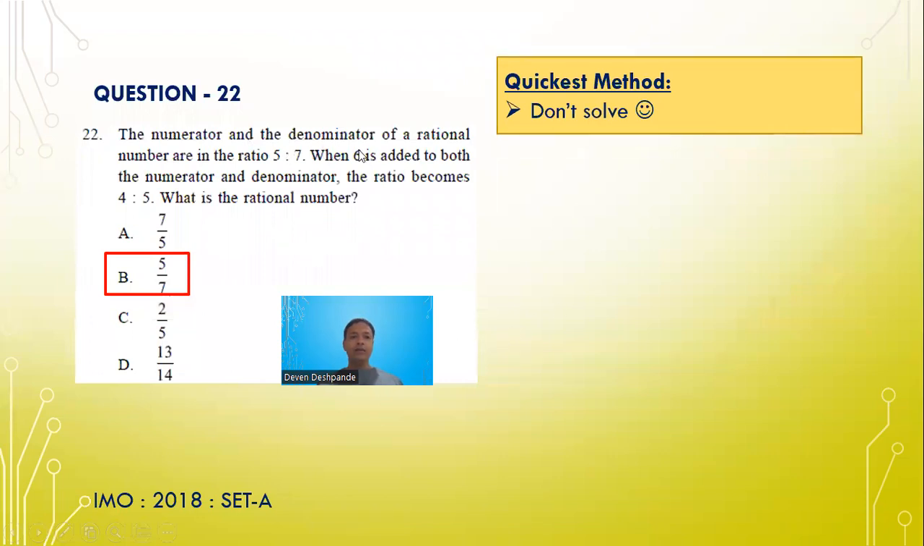Okay. Next one, question 22. The numerator and the denominator of a rational number are in the ratio 5:7. When 6 is added to both the numerator and denominator, the ratio becomes 4:5. What is the rational number? Again, questions like this, don't solve, okay? Because it is already given that the numerator and denominator of the rational number are in the ratio 5:7. So 5:7 is 5 upon 7. So the rational number is 5 upon 7. You don't need to solve anything else.